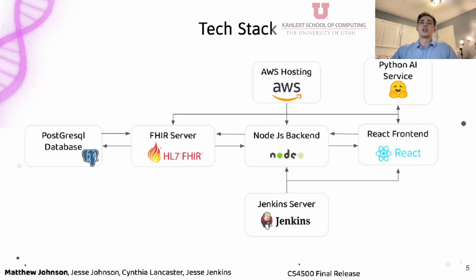Okay, so the technologies that we ended up using to accomplish this project. We used a Node.js backend with a React frontend, and we had to use a FHIR server with HL7 data standards because that's the industry standard. That's how we transfer our data to and from our database. We used a Jenkins server to deploy our backend and frontend, and we used AWS to host all three of our services and our Python service as well.